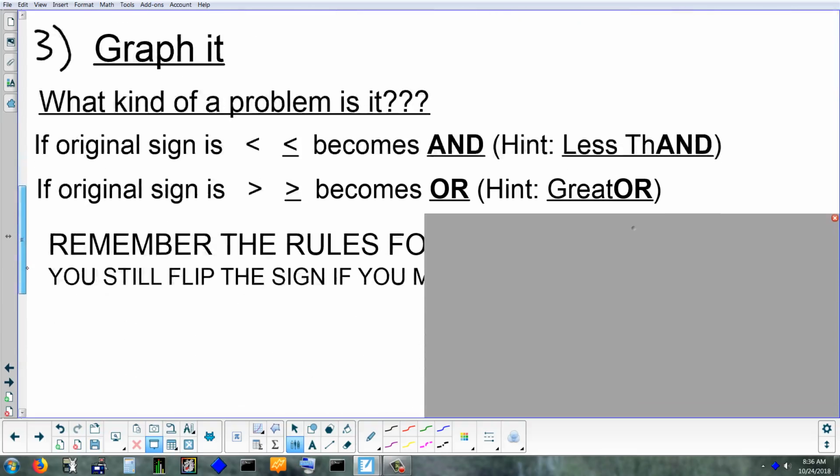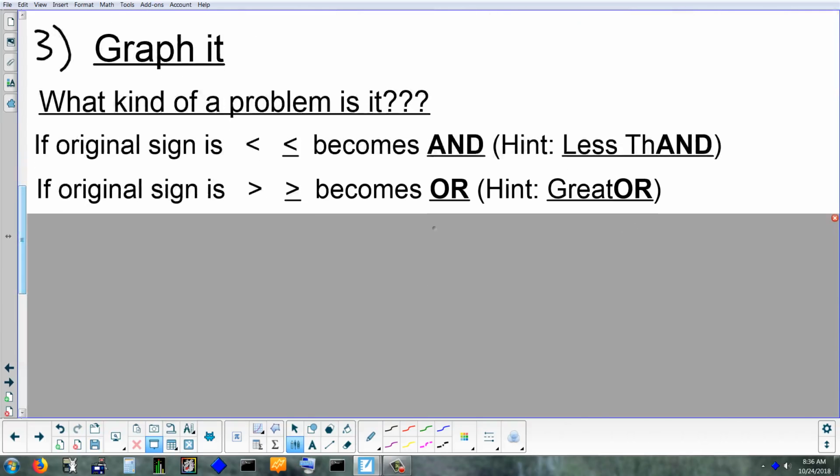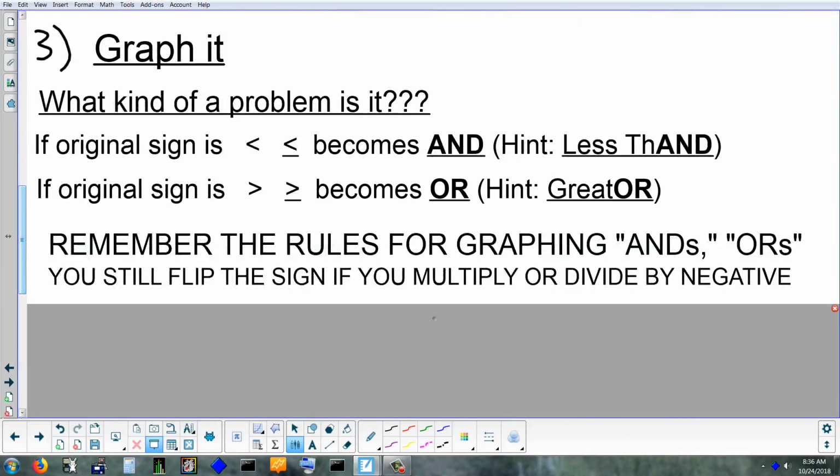Now, you guys have this written on your notes as well. Remember the rules for graphing ands and ors. What are ands going to look like when you graph them? Someone tell me by raising their hand. What are ands going to look like when you graph them? Savannah? Connect the dots, right? How about ors? How do ors look, Chris? They go in opposite direction. Ands connect, ors opposite.